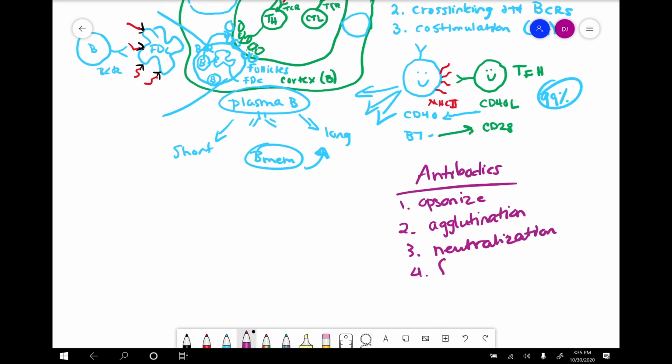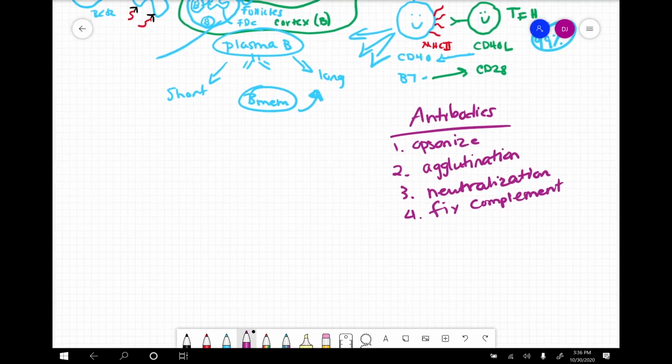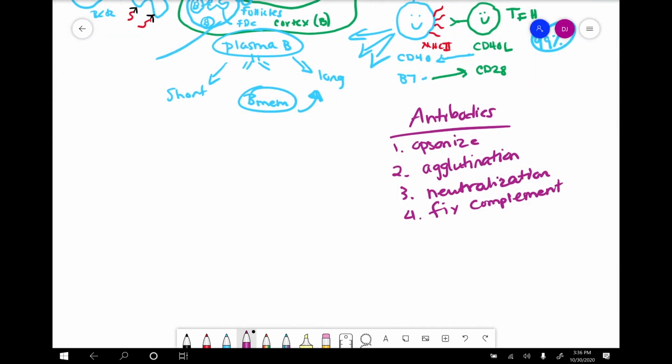They can fix complement. Fixing complement is the ability to recruit and activate the complement cascade. This can be very important, particularly early on in an infection where we don't have all of the pieces in place. So remember, IgM antibodies, the first antibodies any B cell makes, can be activated that way. Those are really good at doing that.